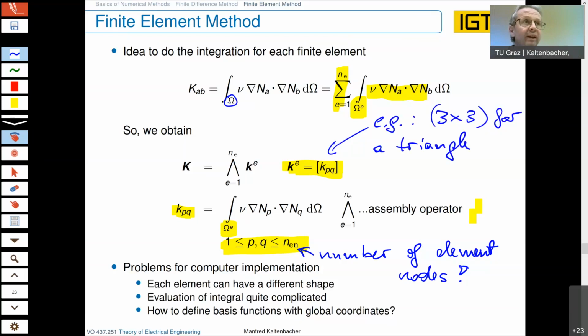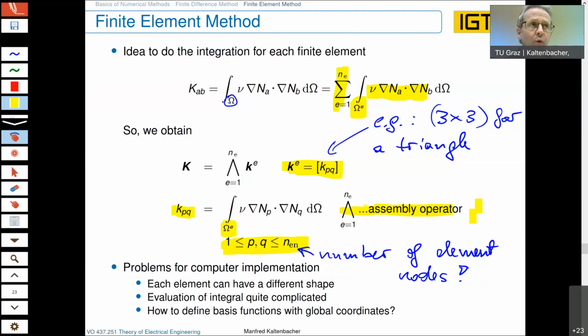Okay, and instead of the sum, we have this assembly operator. And the assembly operator now looks for each entry of this element matrix where we have to put it in the global system matrix. This assembly operator needs the information if there are some Dirichlet nodes, and then there will be no assembly. Just for those where we really have an equation, it will put it to the correct position of the system matrix.